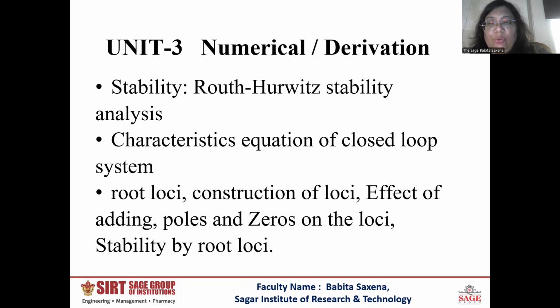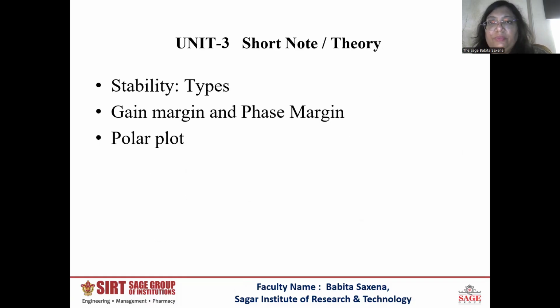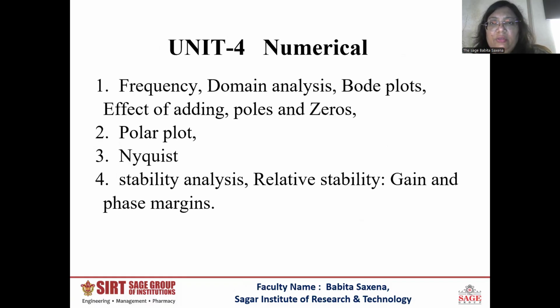Unit 3 is the numerical Routh-Hurwitz criteria. It is very easy, and the root locus. There are 2 topics, Routh-Hurwitz and the root locus. So you should learn carefully about the Routh-Hurwitz. It's a very easy topic, so please don't miss this unit. Please prepare this unit thoroughly. Unit 3, the only short topics are the gain margin, phase margin and the polar plot.